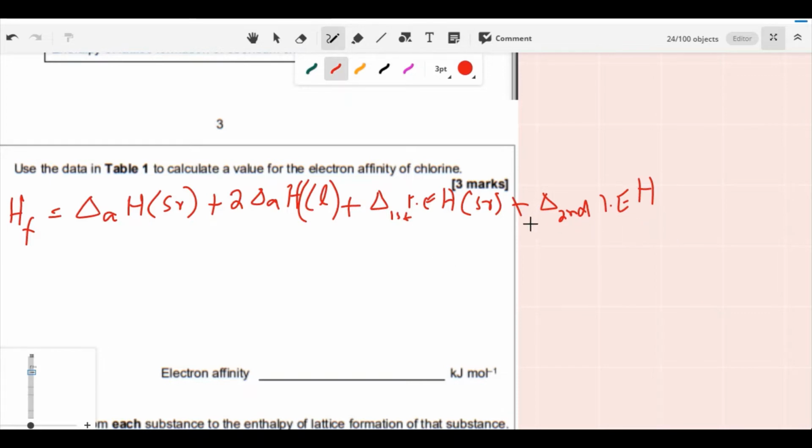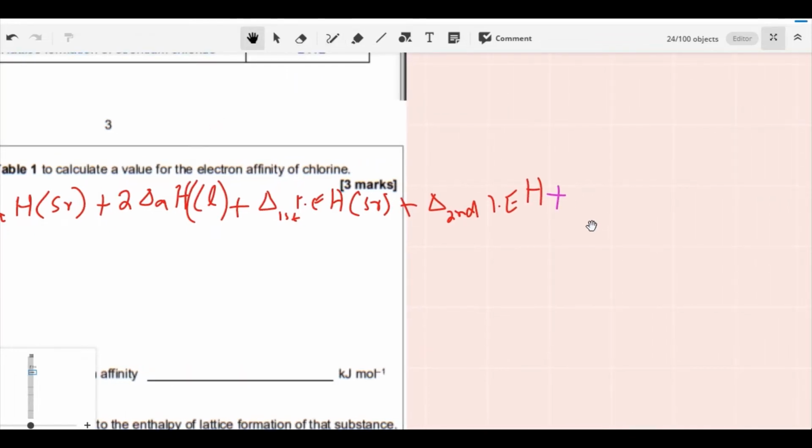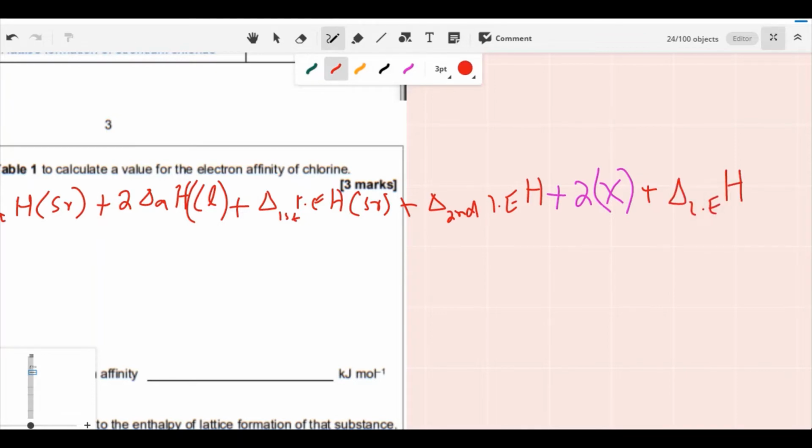Next, plus, now you have to find the electron affinity. There are two chlorine atoms, so there will be 2, and for the electron affinity, let's suppose that is X, because we are going to find it, that is unknown. And the last one is again the lattice energy, so del LE H.